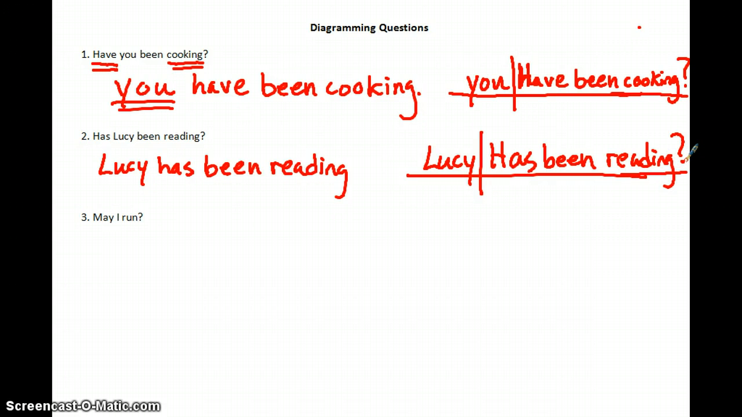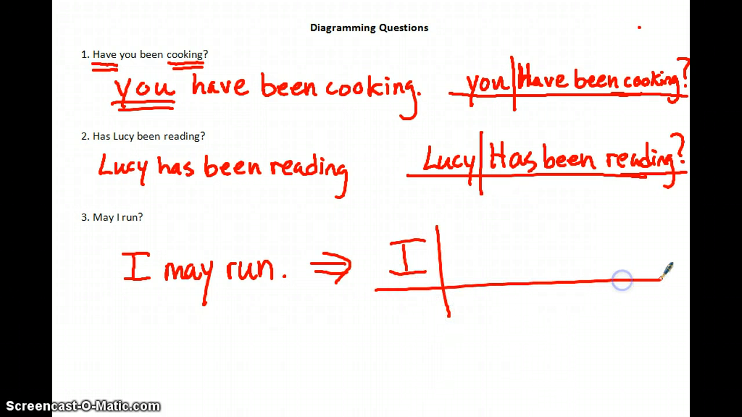And you can probably guess how to do number 3. May I run becomes I may run. And now we diagram it. So that becomes essentially I, firewall. May should be capitalized because it was capitalized as our helping verb at the start of that question. And by the way, questions are called interrogative statements, if you ever hear that. And run is your main verb. Okay? Question.